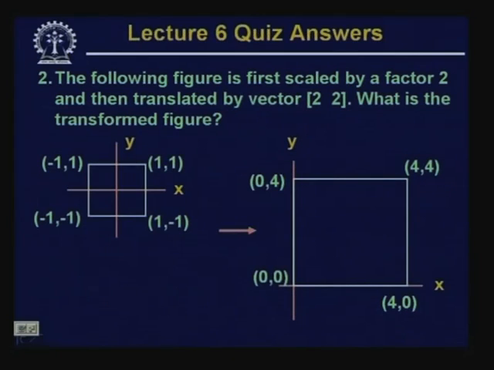The second question that we asked: for this square figure whose vertices are at locations 1 1, minus 1 1, minus 1 minus 1 and 1 minus 1, if this figure is first scaled by factor 2 and then translated by 2 2, then what is the transformed figure? In this case, the transformed figure will again be a square whose coordinates after both these transformations will lie at 0 0, 4 0, 4 4 and 0 4.